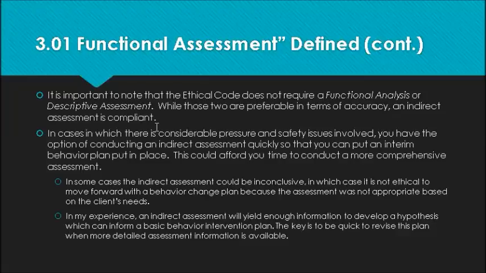In my experience, an indirect assessment usually does yield enough information to develop a hypothesis, which can inform a basic behavior reduction or intervention plan. The key is that once you have more data, you revise the plan and don't stick with that initial plan. Honestly, there are not many functions. It's either to get social, to avoid social, to get tangible, to avoid task demands, or sensory blocking or sensory input. So usually we can get a pretty good guess from indirect assessments. Not always, but usually. And we can put some basic, almost universal supports in place to help promote positive behavior.